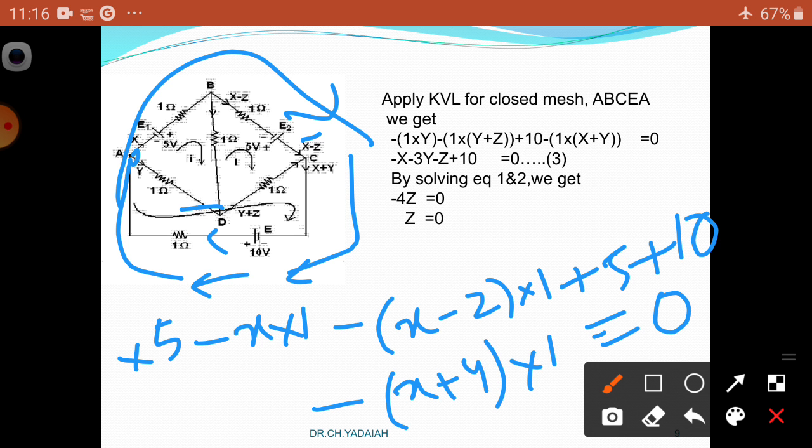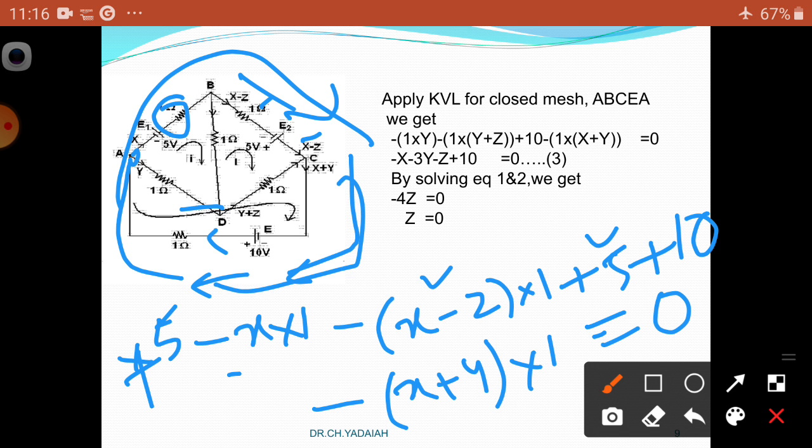Similarly, first 5 is the raised voltage, minus to plus, raised 5. Next, the resistance drop here. So what is the current? X into 1, because same direction we take the minus value. Next, in this case, same direction minus, what is the current? X minus Z into resistance 1. Now minus to plus, raised. What is the value? 5.